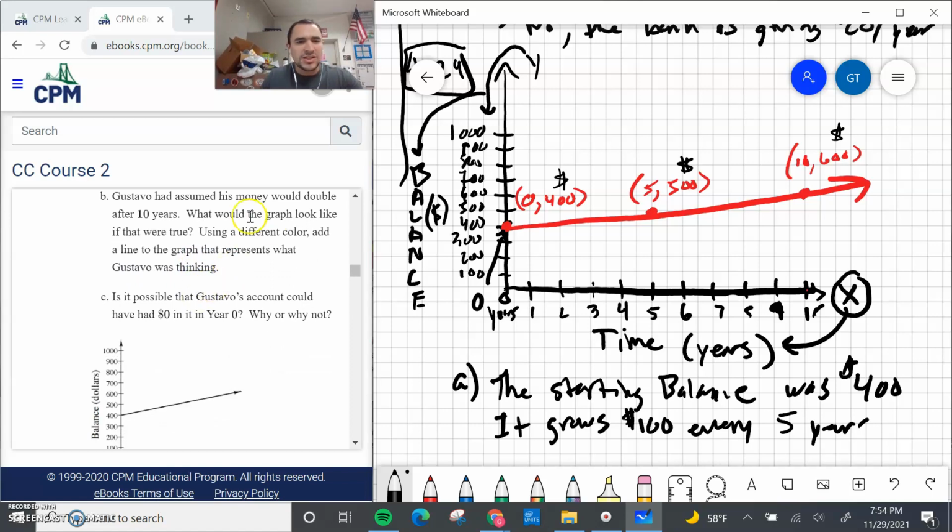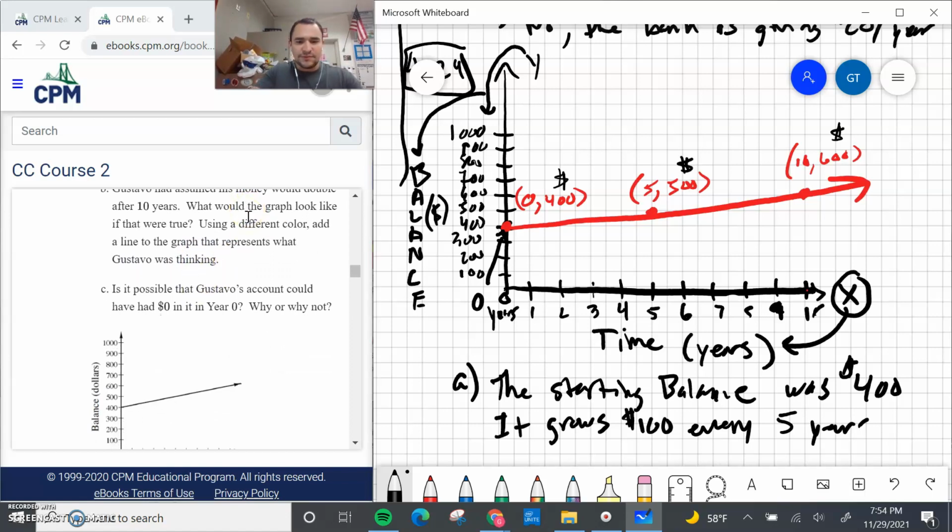Gustavo had to assume his money would double. What would the graph look like if it was true? Use a different color. He thinks it was going to be at 400, and then he thought 5 would be 500 and 10 would be like 1,000. So I'm going to go ahead and put that. If I did a line here, that would be kind of like what his graph would look like. It would be kind of steep, but it would be really low, down here almost to 0, which doesn't make any sense.